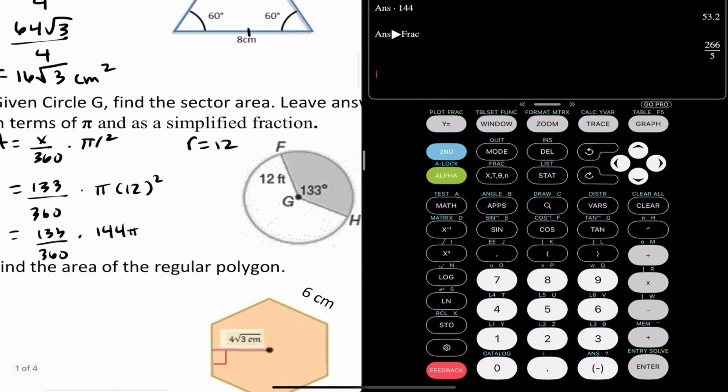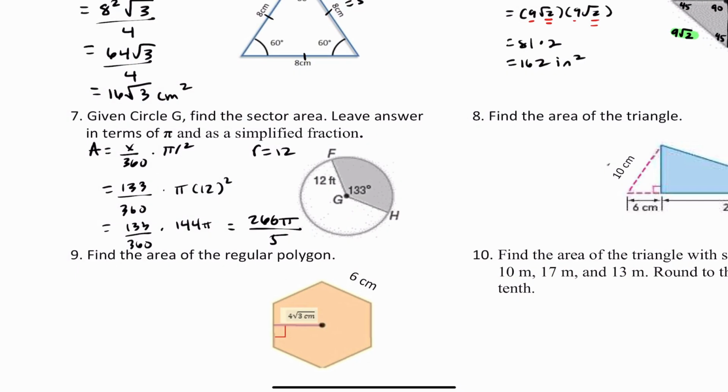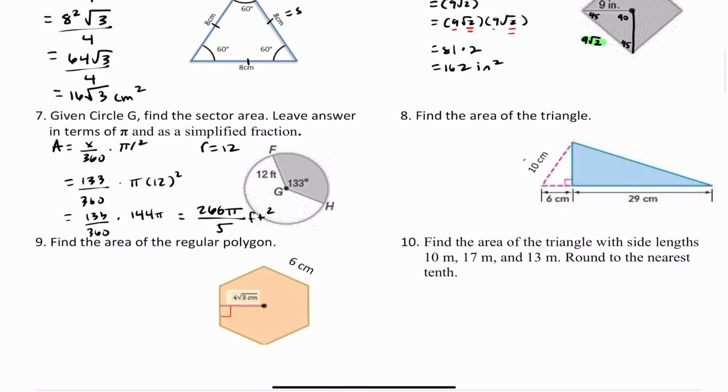So your answer for number 7 is 266 pi over 5. Or you can just say 266 over 5 and then write the pi right next to it, right next to the fraction that is, and that's totally fine. Don't forget the units. That's just going to be 266 pi over 5 feet squared. All right, so that is your answer for number 7.